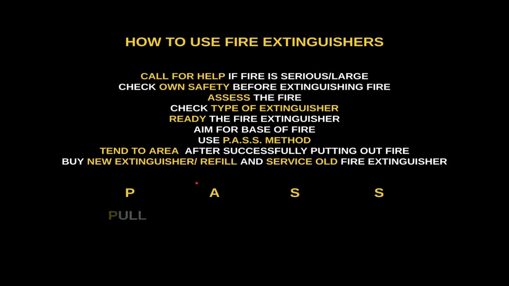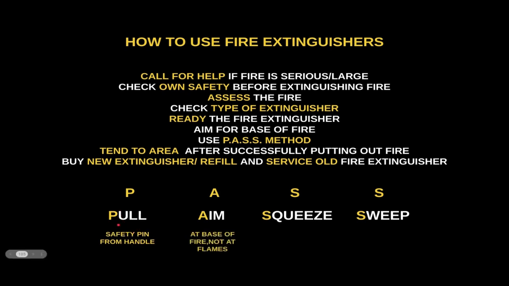So the PASS method, this is pull, aim, squeeze, and sweep. Please remember this method. You're going to start with P, which is pull the safety pin from the handle. Then you're going to aim at the base of the fire, not at the flames. Please, this is very important. If you do not aim at the base, you're not putting out the fire. Then you're going to squeeze the handle slowly to discharge the agent, the dry chemical powder, and then you're going to sweep from side to side, left to right. Okay, please, you can hold this about 15 centimeters, but it depends on the size of the fire.